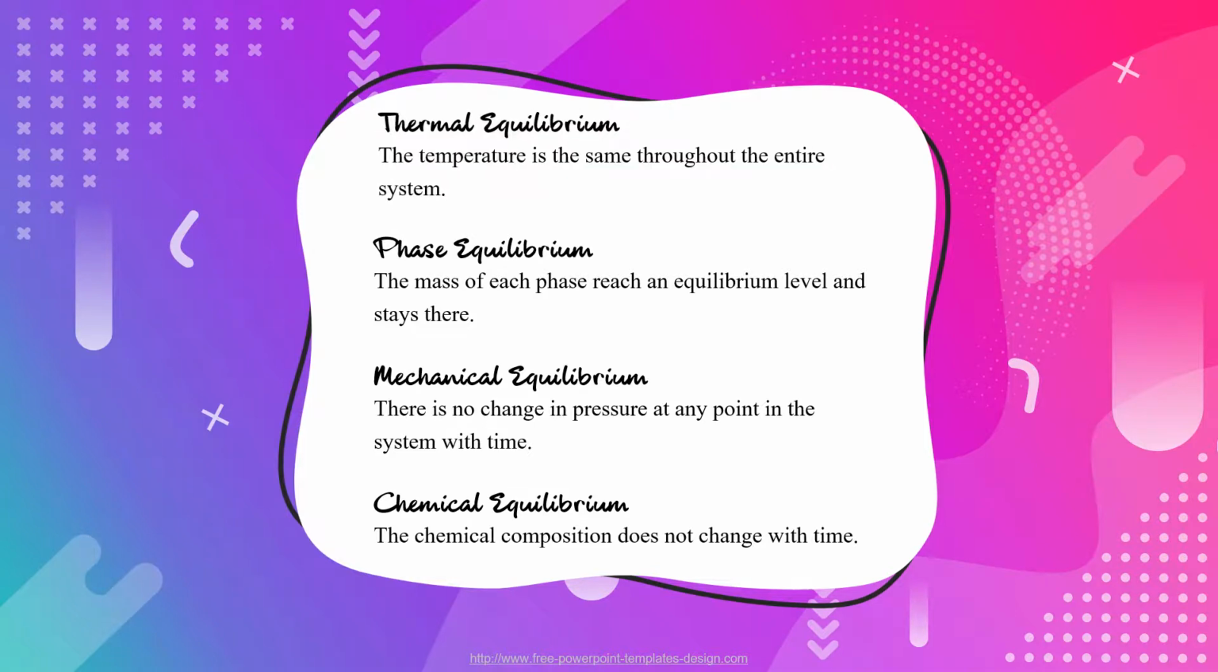Firstly, thermal equilibrium is an equilibrium where the temperature is the same throughout the entire system. Secondly, phase equilibrium is where the mass of each phase reaches an equilibrium level and stays there. Thirdly, there is no change in pressure at any point in the system with time when mechanical equilibrium is achieved. Lastly, chemical equilibrium is a condition where the composition does not change with time.